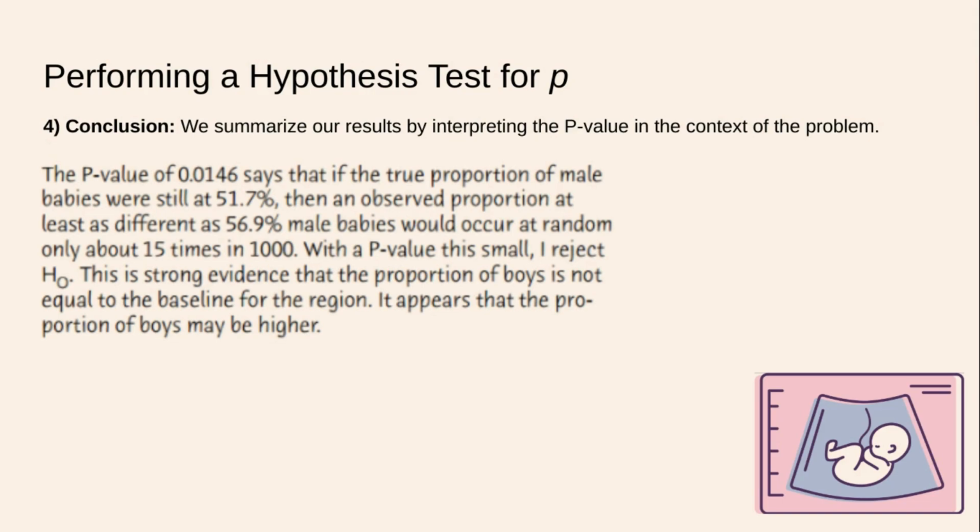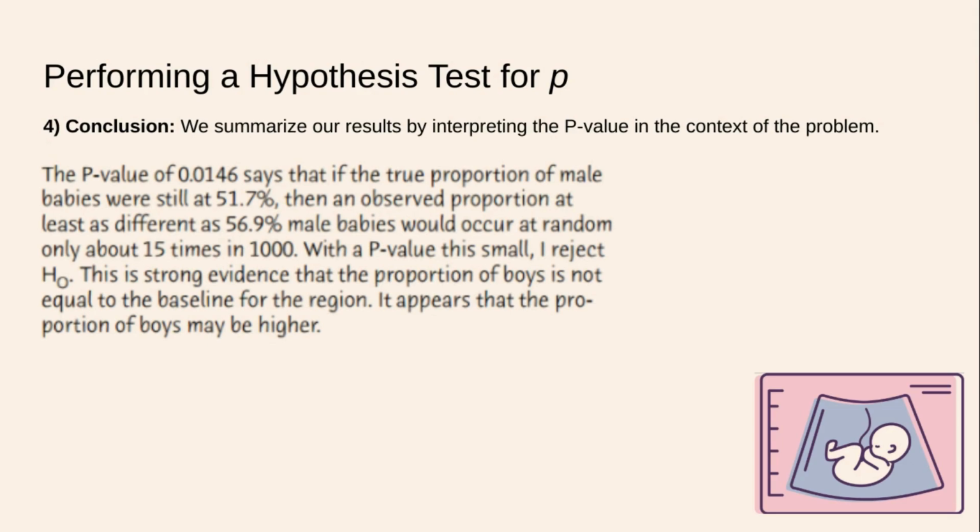If we were to round that 0.0146 up to about 1.5%, that would be 15 in 1,000. That is not a likely event. With a p-value this small, I reject the null hypothesis. There is strong evidence that the proportion of boys is not equal to the baseline for that region. It appears that the proportion of boys may be higher, right?